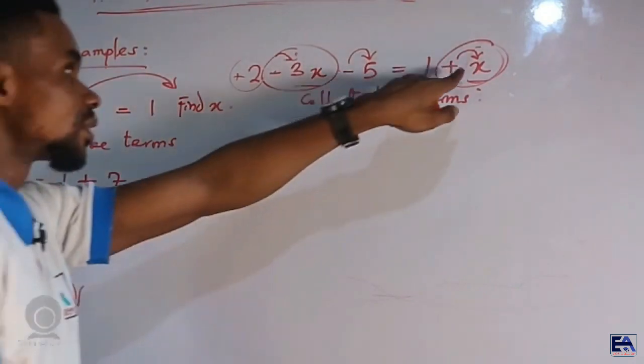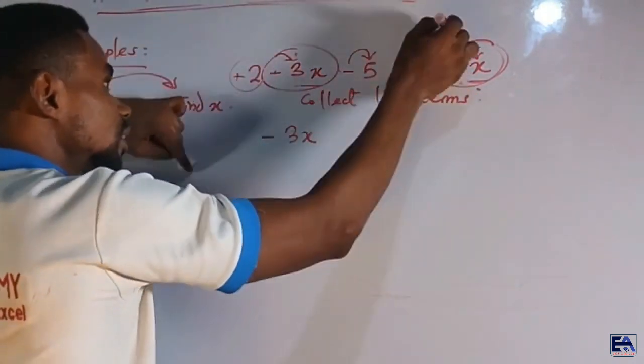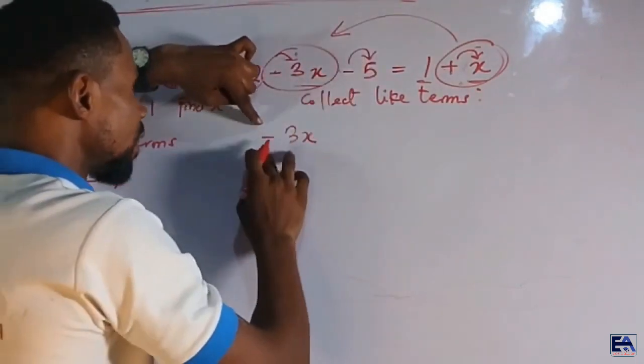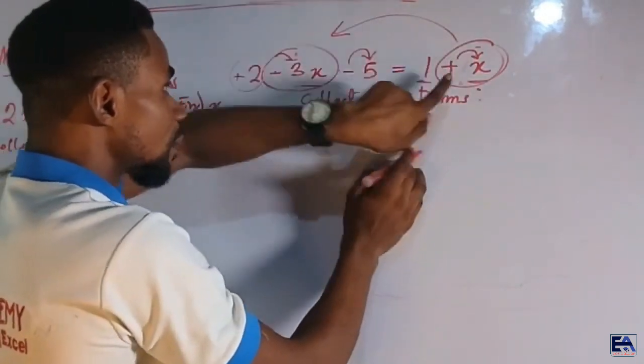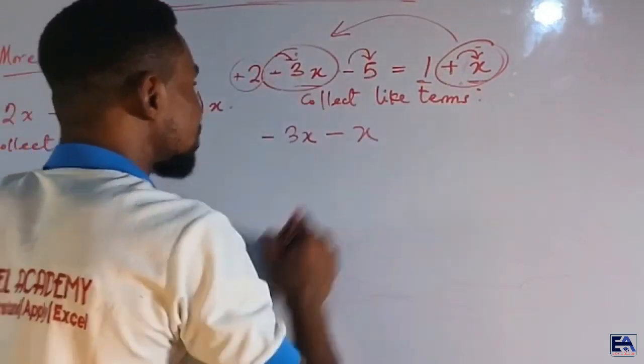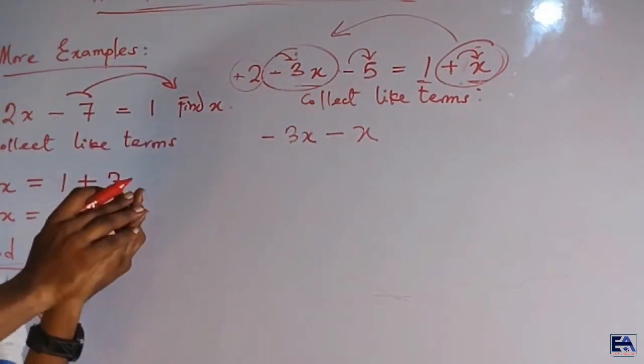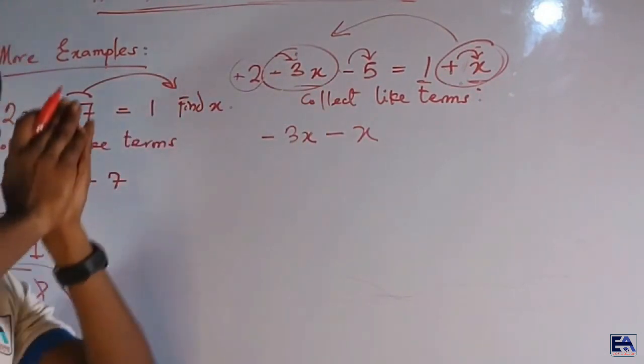Okay? Now, this is also another x term. So I bring it to this side. So we have this one going here. So this minus 3x, and then it was a positive x before. By the time it moves to the other side, it becomes what? Negative x.